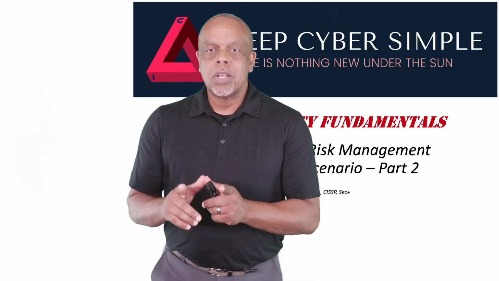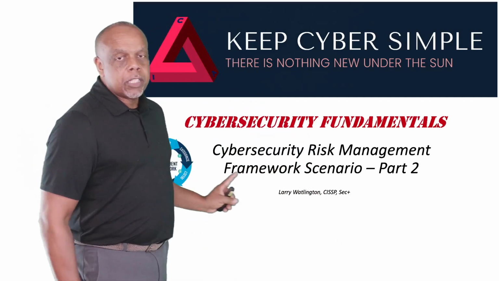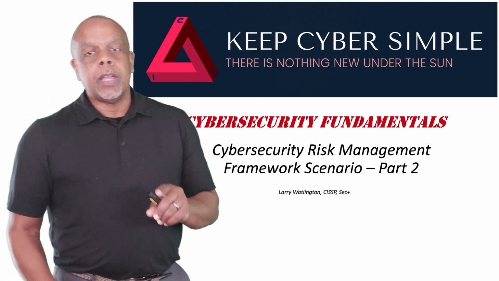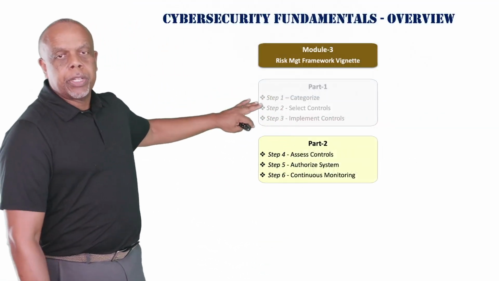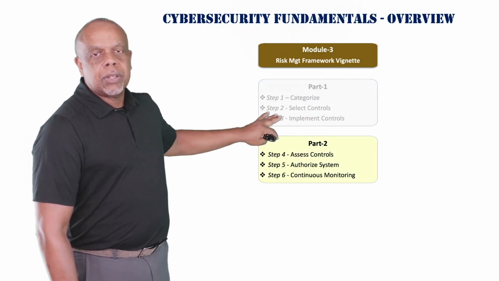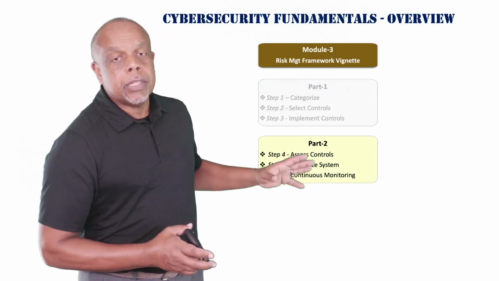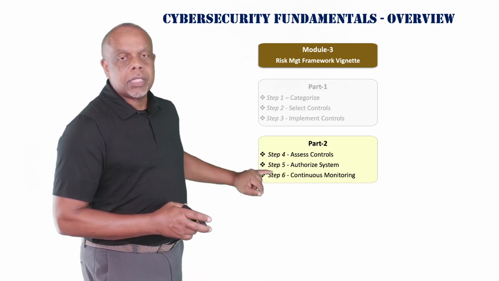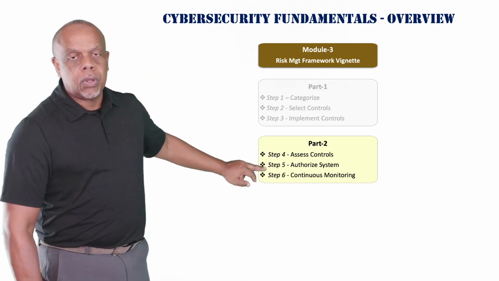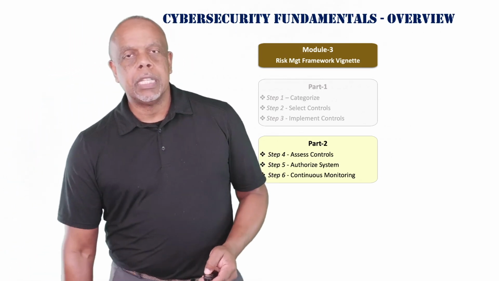All right. Hey, welcome back to part 2 of our cybersecurity risk management framework scenario. Now, if you remember in part 1, we went through steps 1, 2, and 3: how to categorize, how to select controls, how to implement controls. In this section, we're going to cover the last 3, step 4, step 5, and 6. We're going to assess controls, how to authorize, and then continuous monitoring.